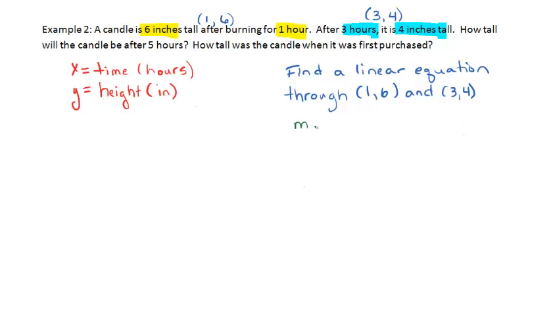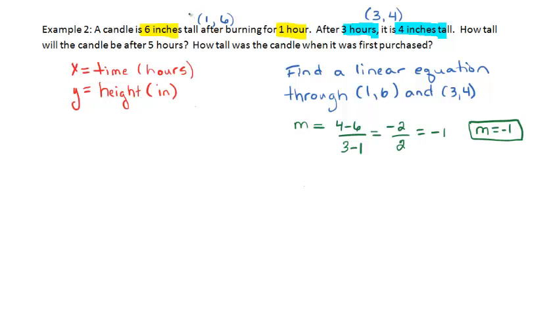Again, to do this, I'm going to find my slope. When I subtract, I have 4 minus 6 on the top for my numerator, or the difference of my y's, divided by 3 minus 1. 4 minus 6 is negative 2. 3 minus 1 is 2. So my slope is negative 1.